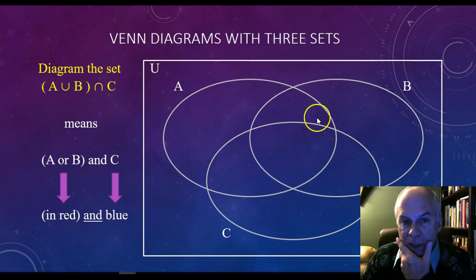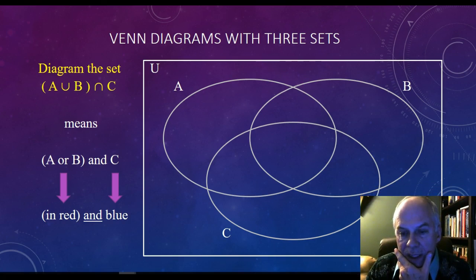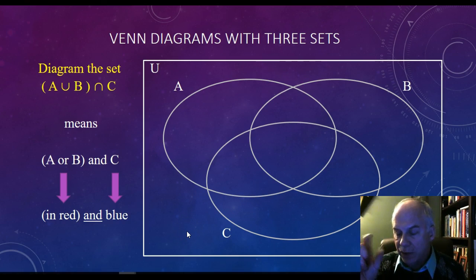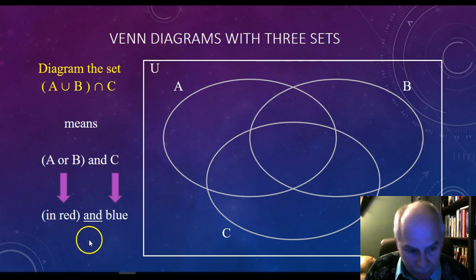Well, first of all, we draw our universal set, which is this big rectangle. And then we draw 3 sets, a set A, a set B, and a set C. And try to make them overlapping because you're going to need to shade the regions and you want to be able to show in the diagram where the 2 intersect, or where any 2 of the 3 intersect, okay?